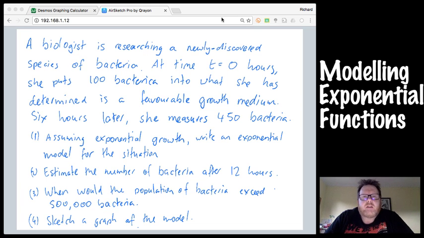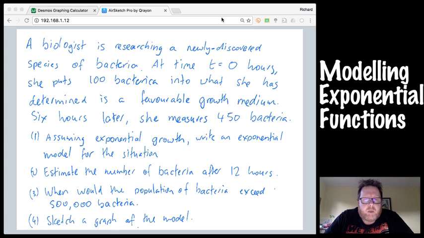At time t equals 0 hours, she puts 100 bacteria into what she has determined is a favourable growth medium. You know, it could be like an old smelly sock or something. 6 hours later, she measures 450 bacteria. Okay, and then there's a bunch of questions there, and we're just going to have a look at those questions one at a time.